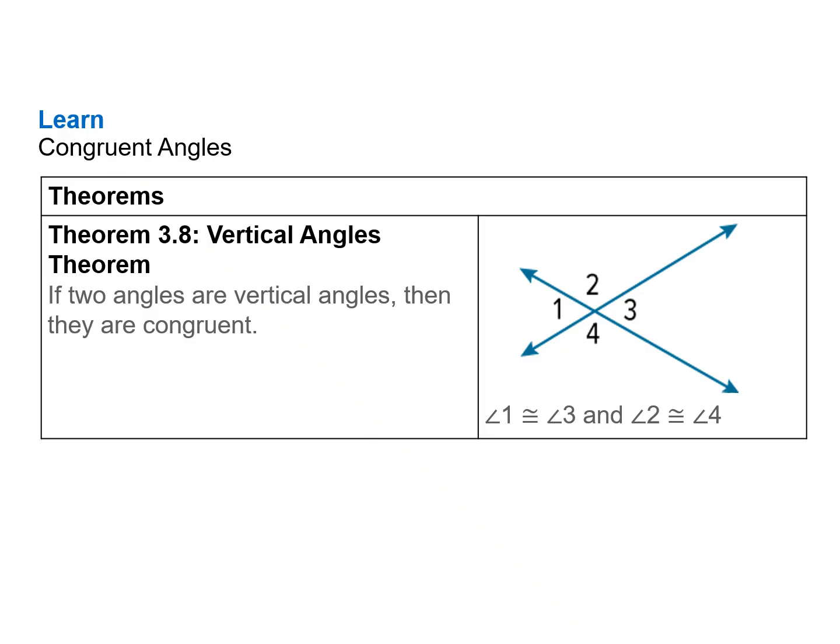And then our vertical angles theorem. Even though we're just approaching it here, we've been discussing it all along. If two angles are vertical, then they are congruent. We said earlier in class that all vertical angles are congruent. So angles 1 and 3 are congruent. Angles 2 and 4 are congruent. They are vertical angles formed by two intersecting lines.